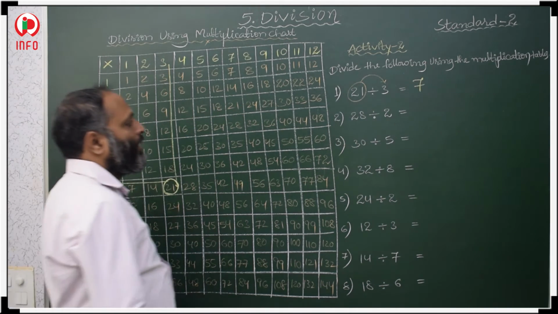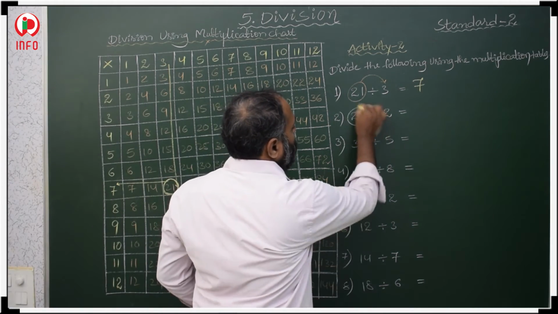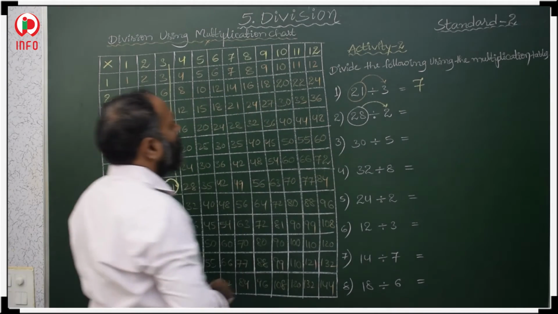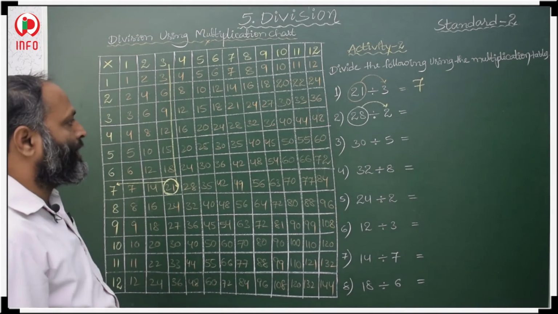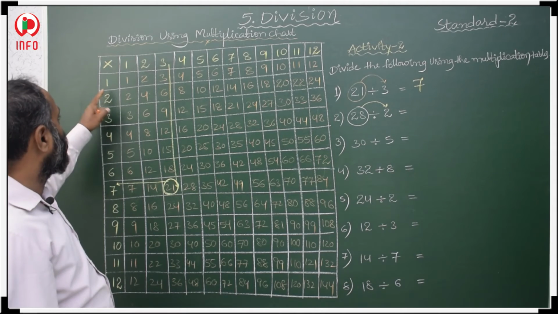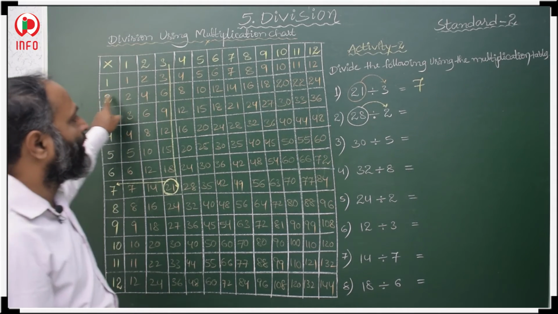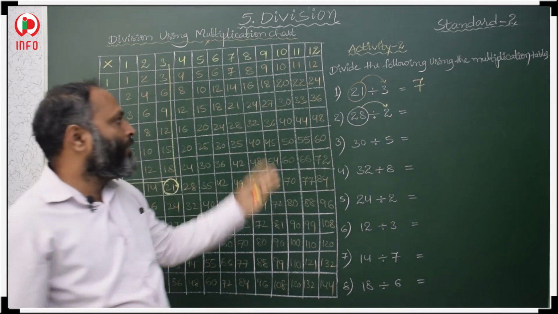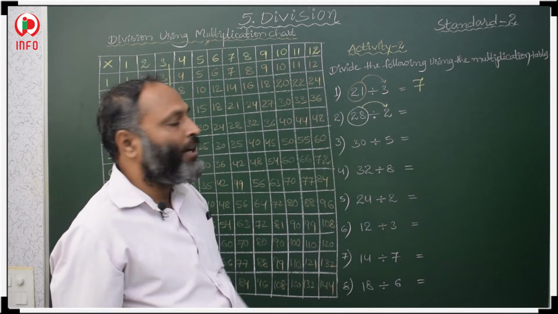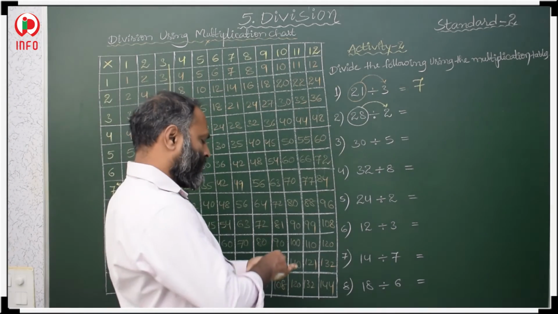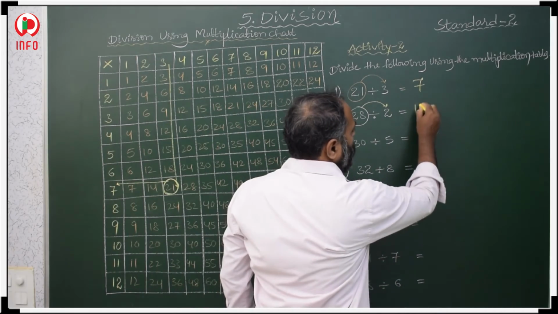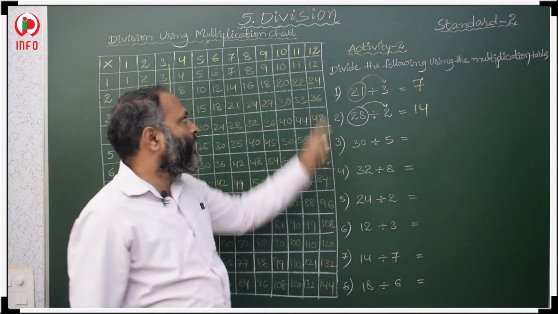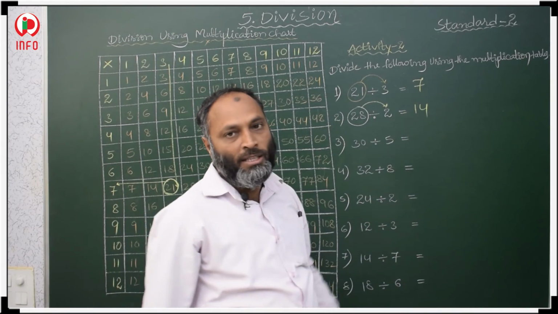Now here is 28, in the 2 table, so we have to take 28. In the 2 table we do not have 28 in this part, we have only 24. If you go until 14, then you will get 28. So if you take more of the 2 table, then you will get your answer.